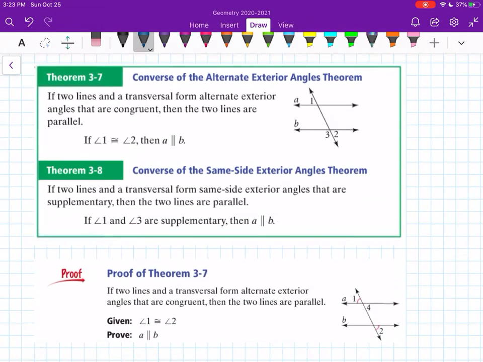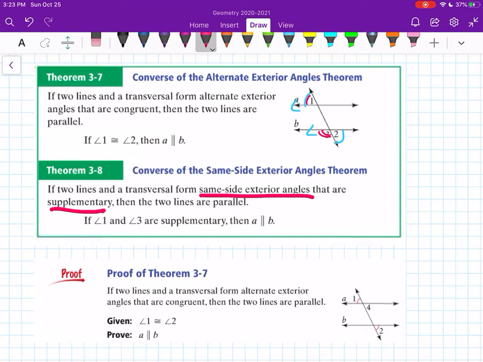next. Now we have the converse of the alternate exterior angles theorem that says if 2 lines and a transversal form alternate exterior angles that are congruent, then the 2 lines are parallel. So in my picture here, if angle 1 and angle 2 are congruent, then I have A parallel to B. And if 2 lines and a transversal form same side exterior angles that are supplementary, then the 2 lines are parallel. So if angle 1 and angle 3 are supplementary, then A is parallel to B.